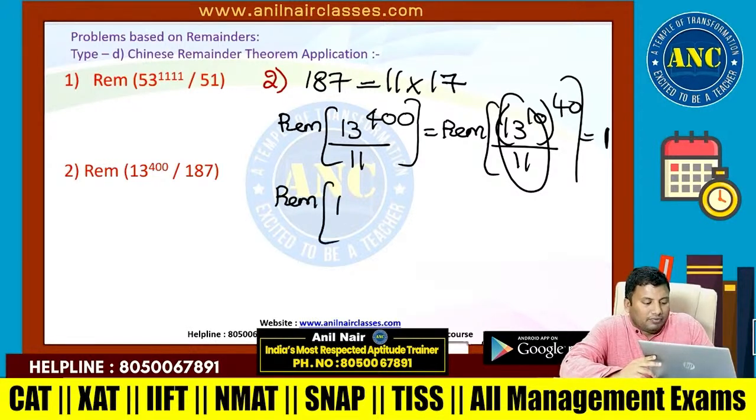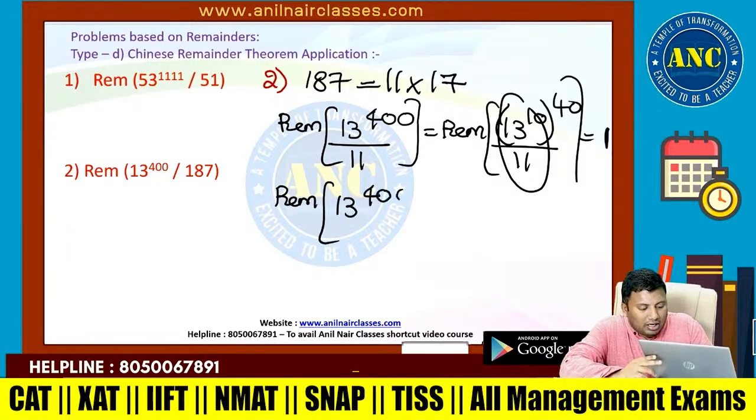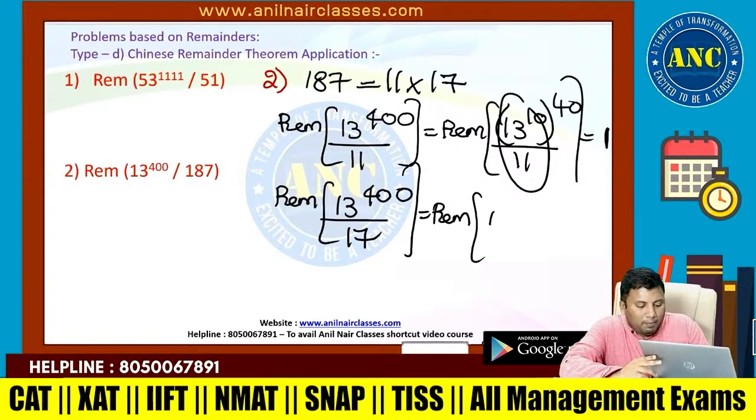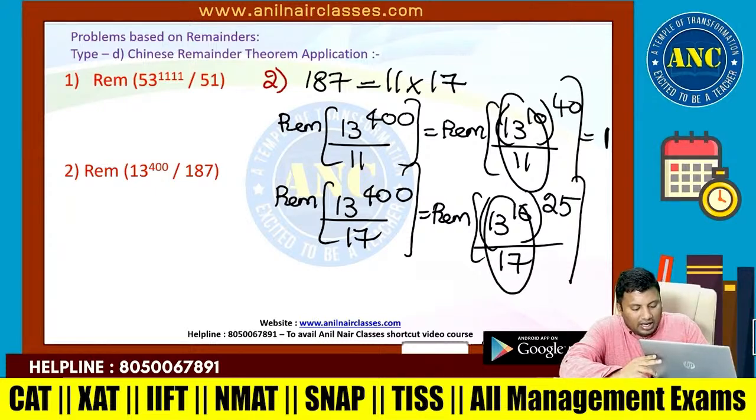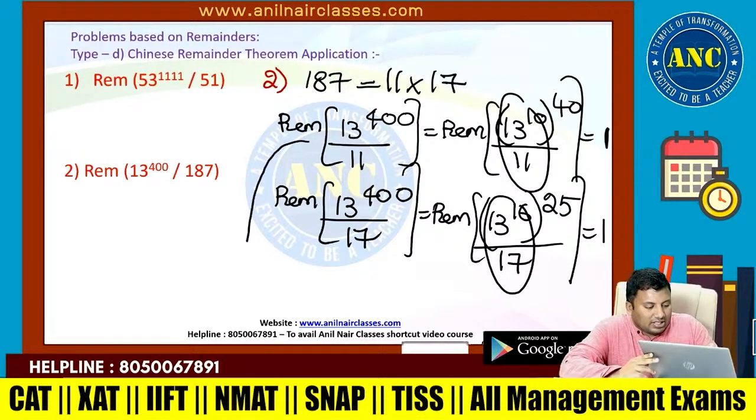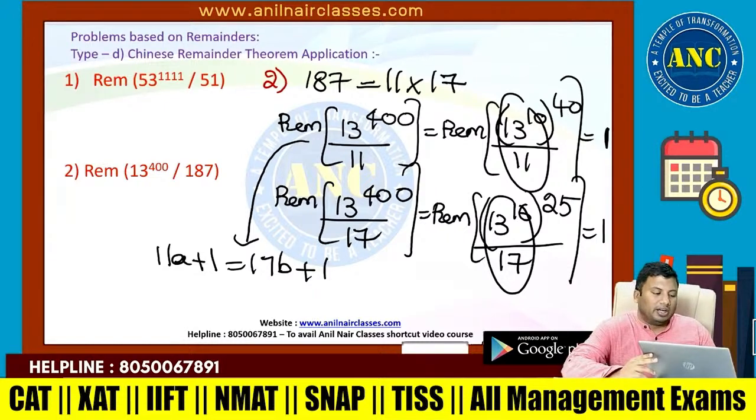Next is 13 power 400 divided by 17. For 17, according to Fermat's theorem, the power should be 16. 13 power 16, power 25, divided by 17, again it is 1. Are you with me? So the answer, when divided by 11, gives a remainder 1. The answer, when divided by 17, gives a remainder 1.